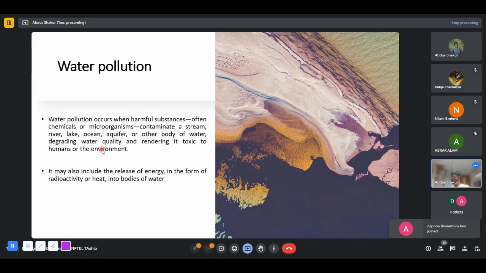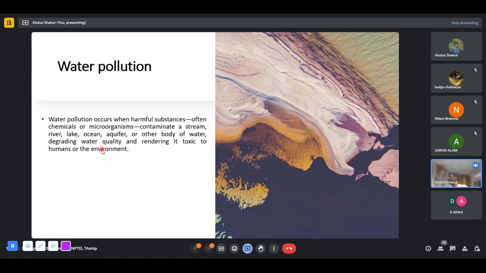So this is what we generally know of as water pollution: harmful substances, chemicals, microbes being added into the water body, so you can't really use the water for the purpose that you used it for before. And interestingly, the release of energy, mostly in the form of heat or radioactivity, into bodies of water can also be considered water pollution, because you're essentially altering the environment there.